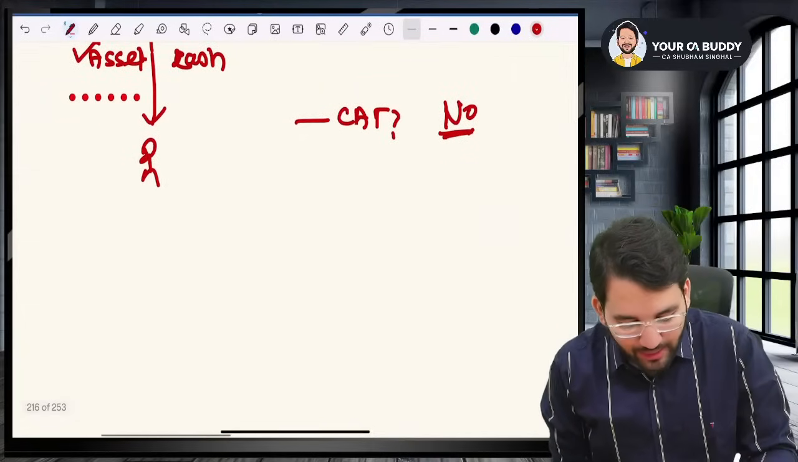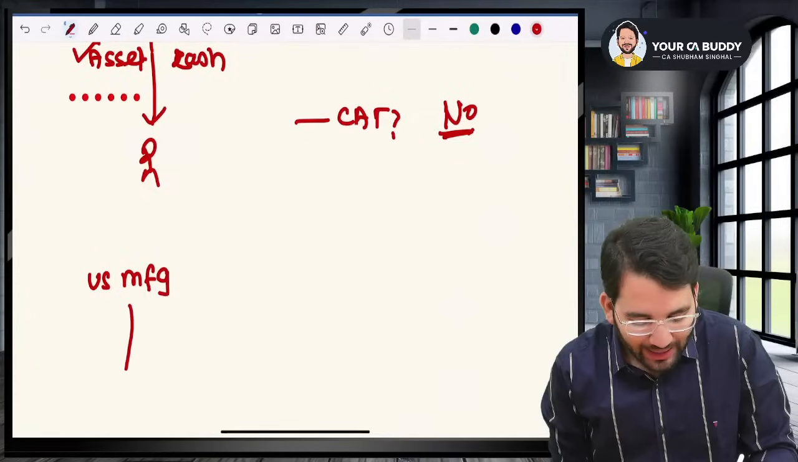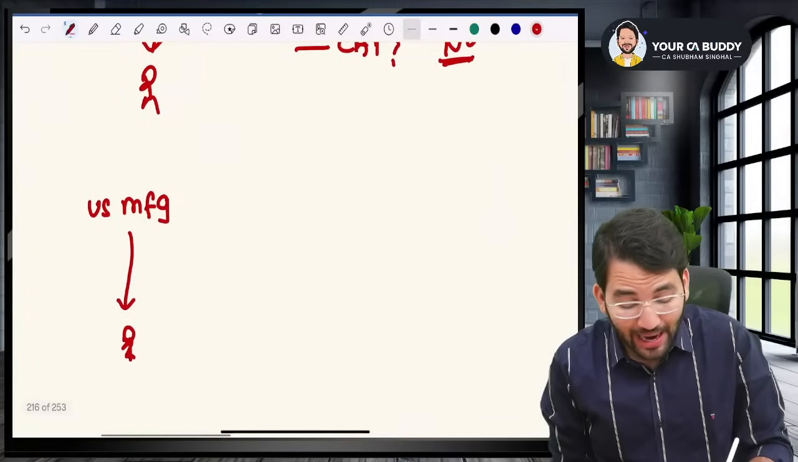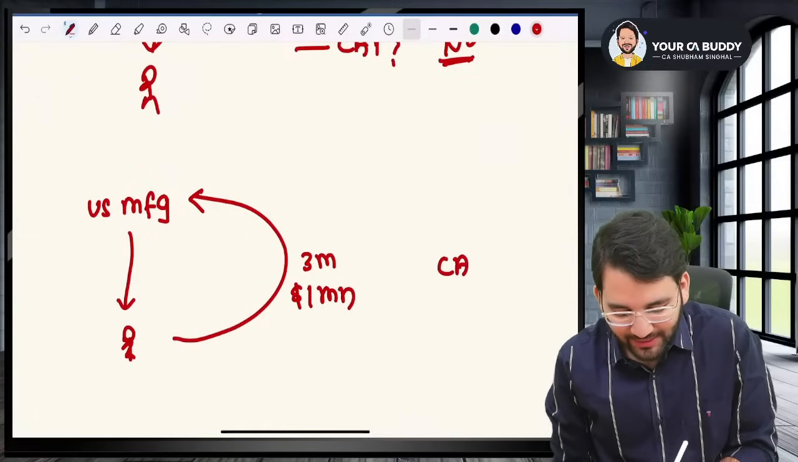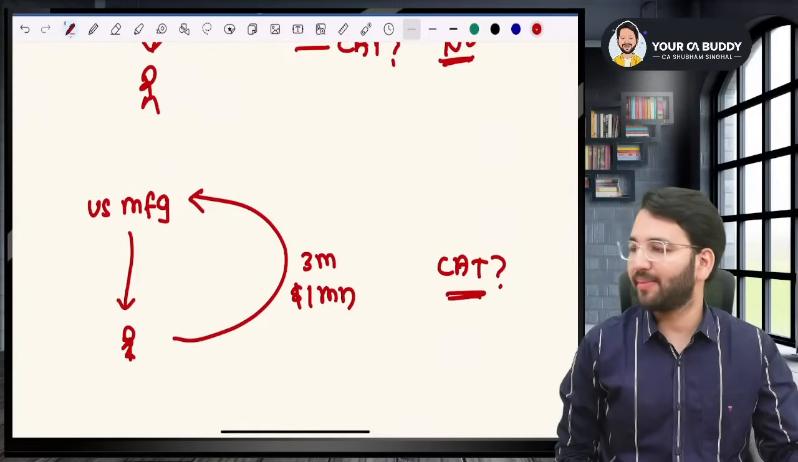Now the third one, sir. If there is a US manufacturer and I purchased an asset from him and said I'll pay you after 3 months, I'll pay you $1 million. Tell me, sir, is it a capital account transaction? Tell me.